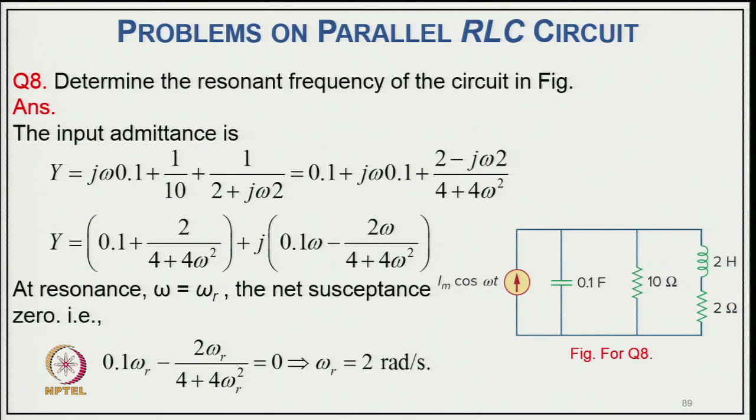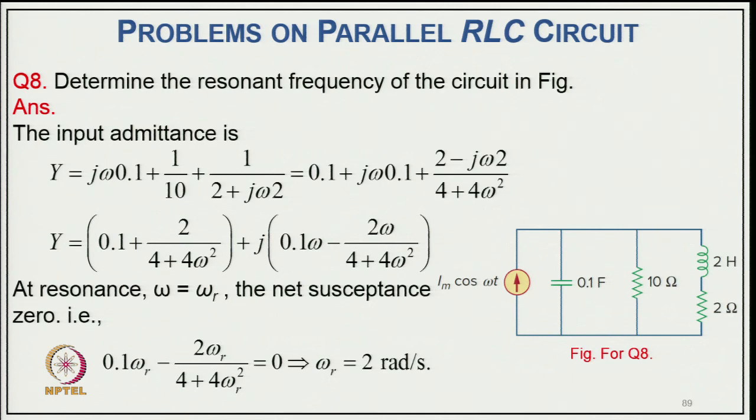Now, coming to example 8, determine the resonance frequency of the parallel RLC circuit with, of course, resistance of the inductor. So, the input impedance is Y equal to j omega 0.1 plus 1 upon 10 plus 1 upon 2 plus j omega 2, that is 1 plus j omega 0.1 plus 2 minus j omega 2 divided by 4 plus 4 omega square. So, Y becomes 0.1 divided by 2 plus 2 divided by 4 plus 4 omega square plus j in bracket 0.1 omega minus 2 omega upon 4 plus 4 omega square.